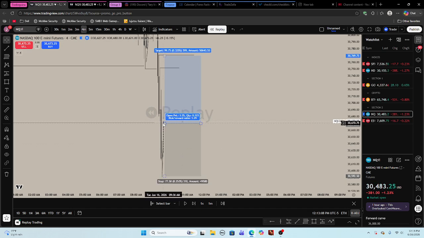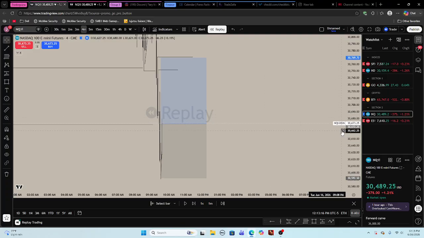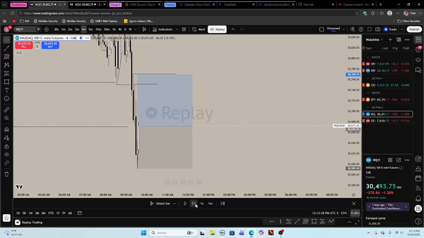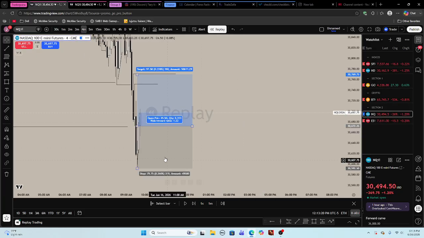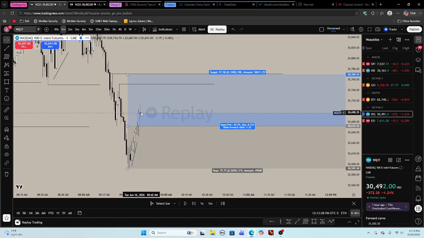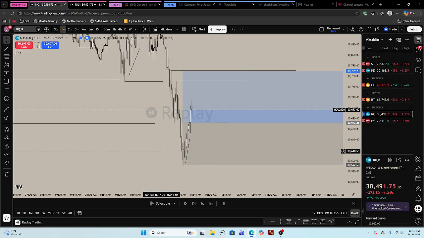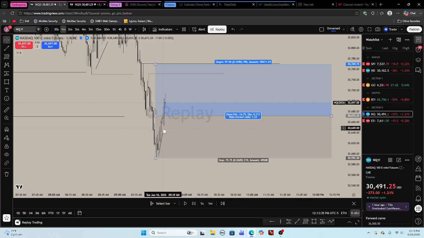So I still ended up taking it because of the higher time frame. I feel like we were super extended, and I wanted to see some type of retrace. So I ended up taking it here. I actually went break even around here. Why did I go break even? Because the 10:45 opening was about to open. I really did not like this structure at my stop loss, so I ended up going break even right here.